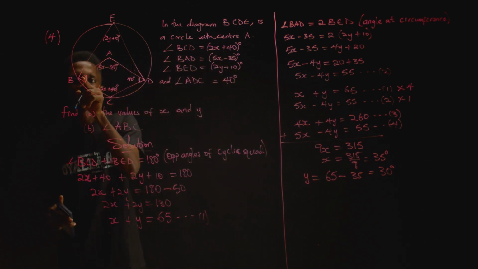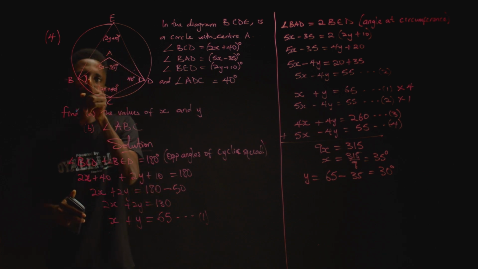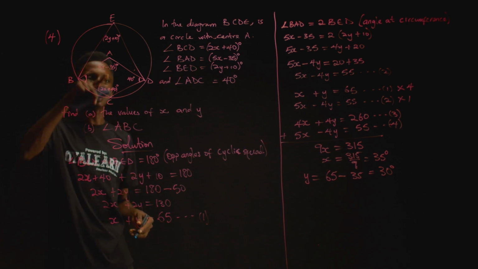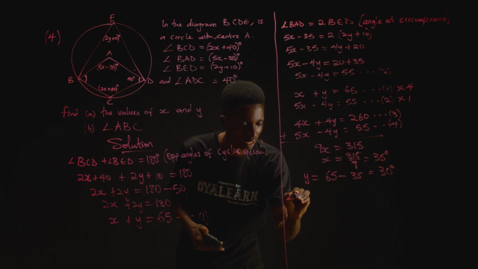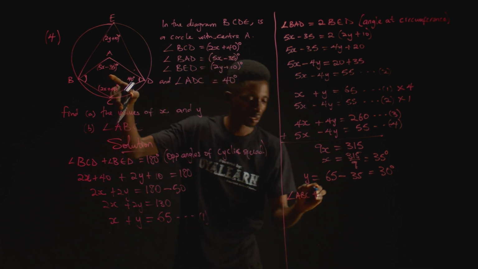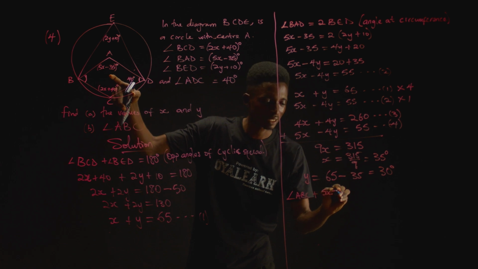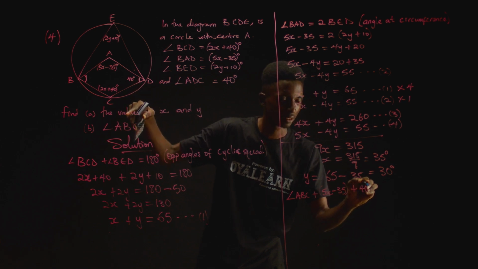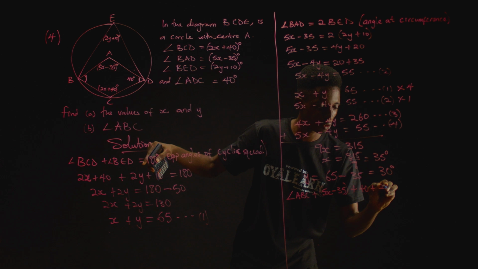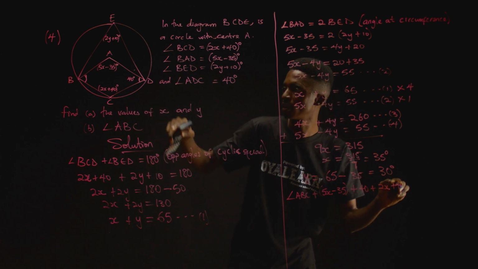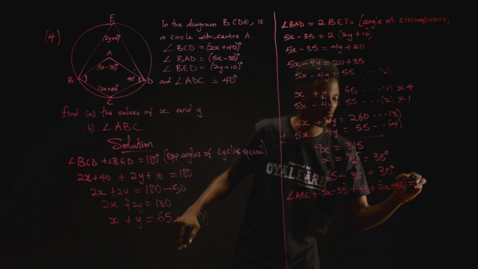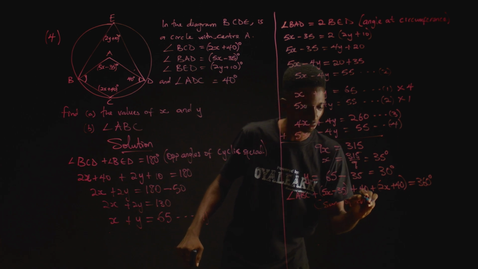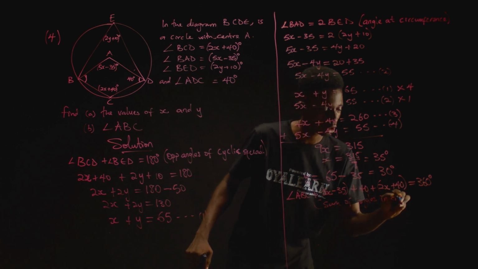So let's solve B part, which is this angle here. So to solve for this part, I just need to sum all these angles here and equate it to 360. And this angle here is ABC. So that is angle ABC plus 5x minus 35 plus 40 plus 2x plus 40. All of this should equal 360 degrees. And this is sum of angles in a quadrilateral.